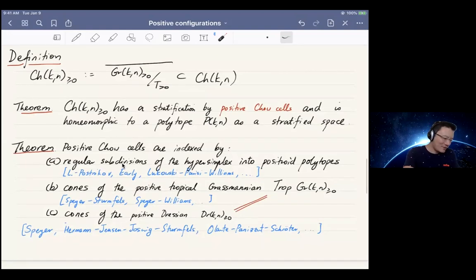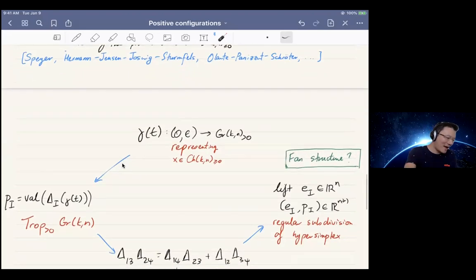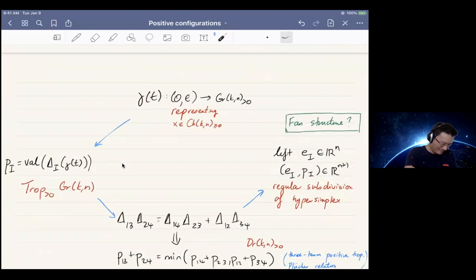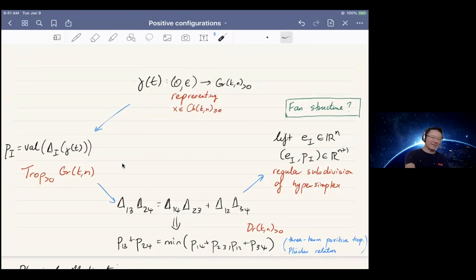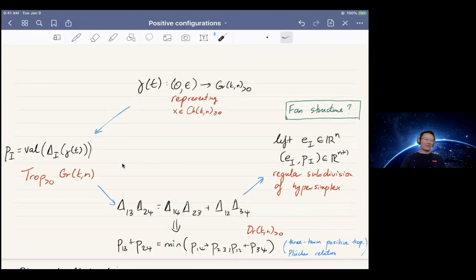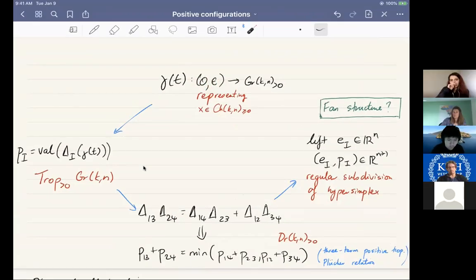Okay, so let me very briefly explain how to go between these four things, and this is going to be a little bit sketchy, half by example. The definition of this Chow quotient k n greater than or equal to 0 is the closure of the image of the positive part. So what I'm going to do is take a little path gamma of t. Epsilon is supposed to be a positive real number. There's a little path into the positive Grassmannian. So it goes into the totally positive part of the Grassmannian.